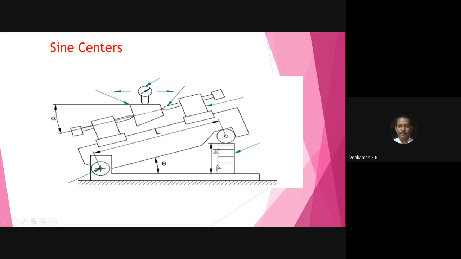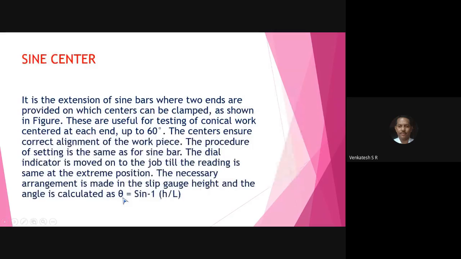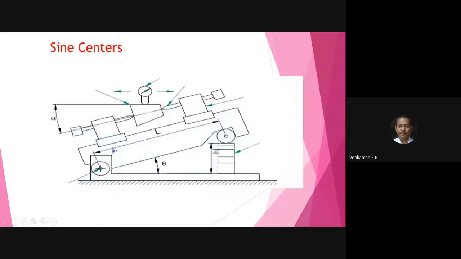How do you calculate? For this, you have the equation theta equal to tan inverse of h divided by L. You know the L, this is standard. Calculate the h, place it below the roller and then move the dial gauge on the taper component on the surface plate from one end of the taper to the other end. The deflection is 30. Say you have this experiment in the laboratory. You have to conduct the experiment on the tapered component. Then the deflection of the dial indicator is 30.